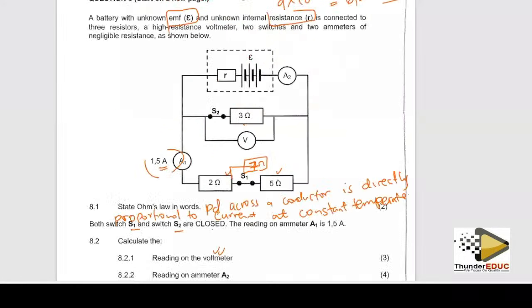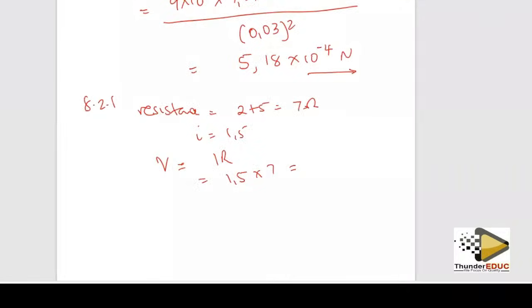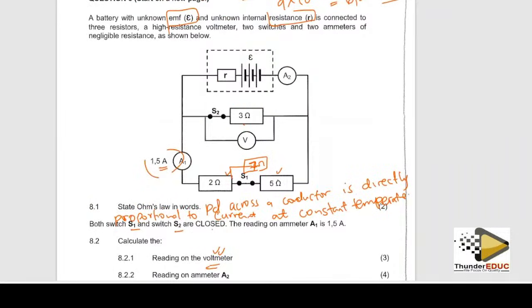What is the question asking for? We want the voltage. So we need to get the voltage across. 1.5 times 7, I'm having 10.5 volts. So this must be the voltmeter reading. And then 8.2.2, they want us to get the reading on the ammeter, A2. So this ammeter reads the total current that is passing through the circuit.